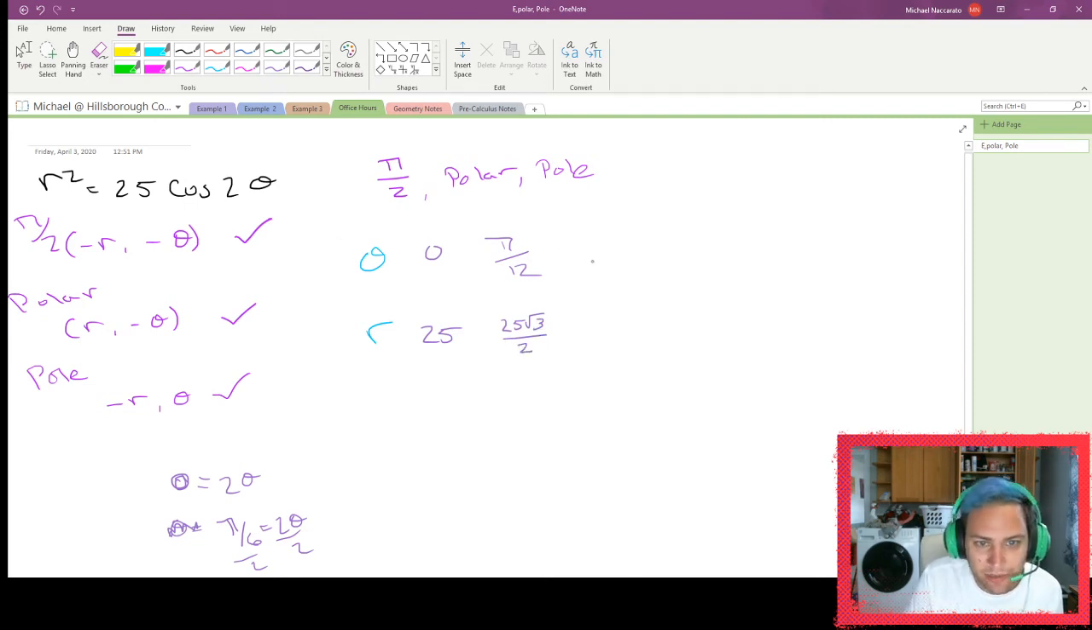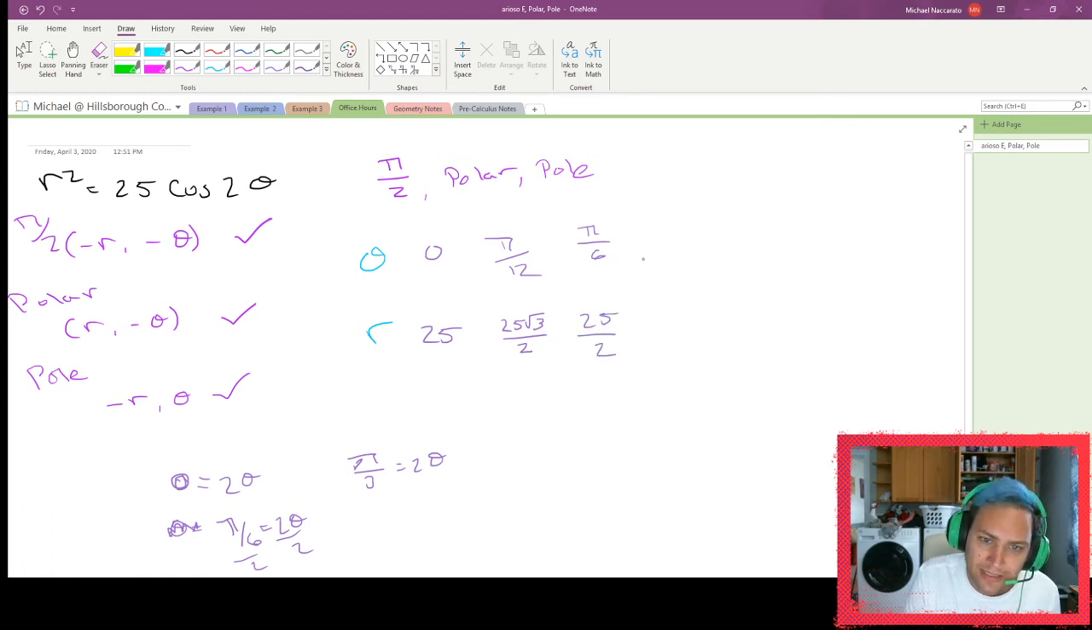The next thing that I'm going to plug in is my pi over 3. So again, we're going to think critically about the fact that this is pi over 3 equals 2 theta. Divide everything by 2, so you're really plugging in pi over 6. Pi over 6 times 2 gives me pi over 3. Pi over 3 cosine is 1/2, and so we'll have 25 halves.